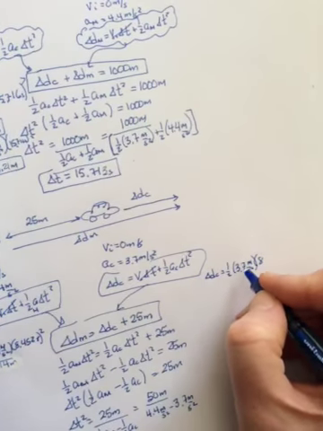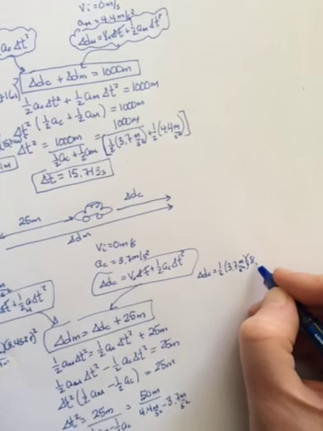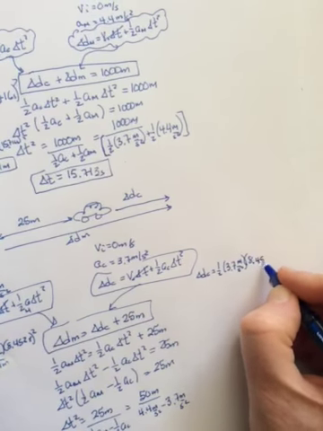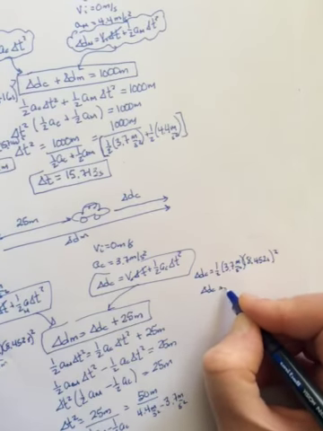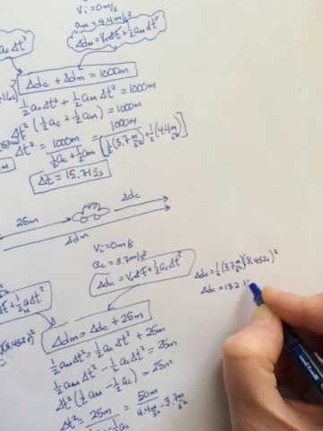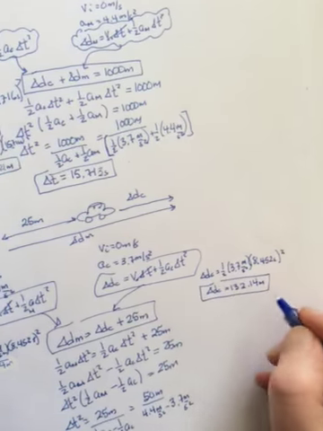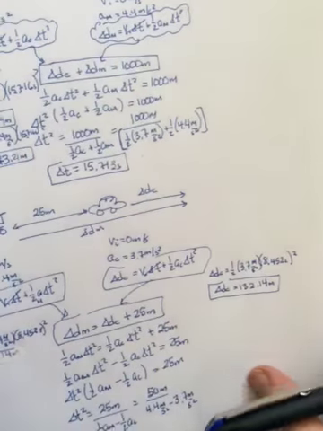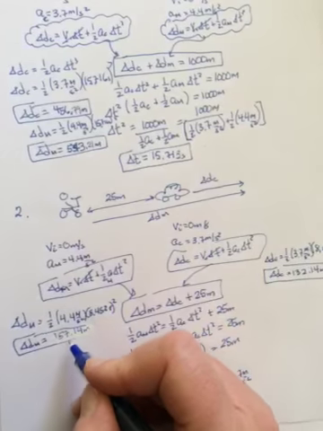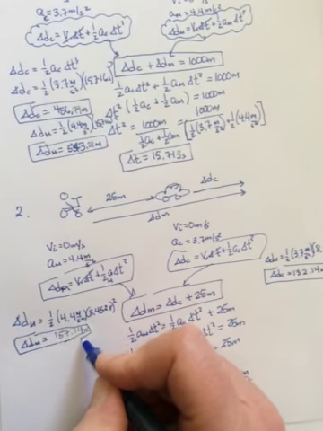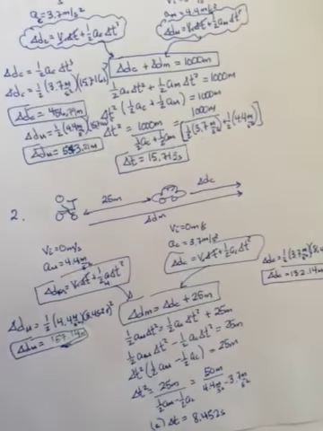You fill in for the car: 1/2 times 3.7 meters per second squared times 8.452 seconds squared, and when you do that you should get 132.14 meters. Now you'll know you've done it right if the 132.14 meters and the 157.14 meters are 25 meters apart, and they are, so you're good.